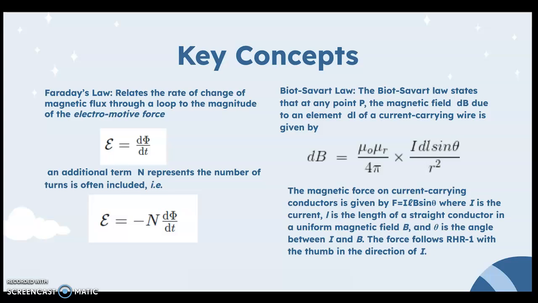The magnetic force on the current-carrying wire is given by F equals ILB sine theta, where I is the current, L is the length of the straight conductor in a uniform magnetic field B, and theta is the angle between I and B. The force follows the right-hand rule with the thumb in the direction of I.